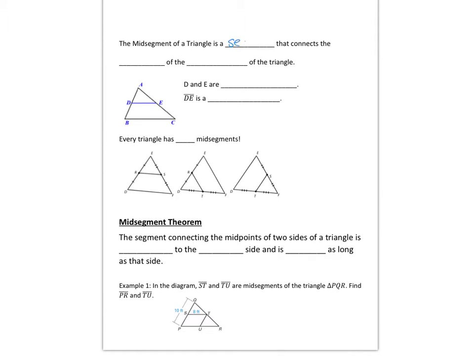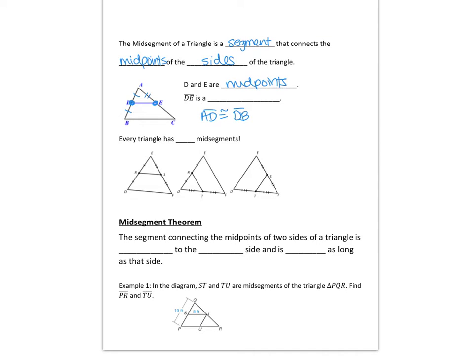A mid-segment is a segment, you can use Cami to get these notes, that connects the midpoints of the sides of a triangle. So in this case, D and E would be our midpoints. And so that means that AD is congruent to DB.